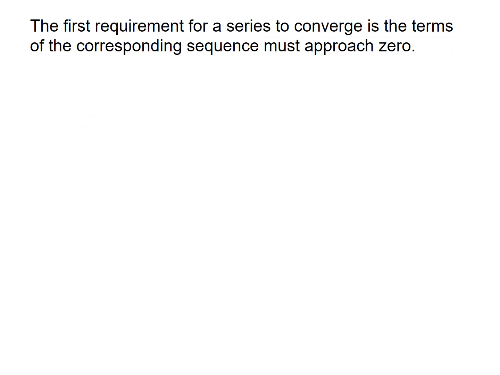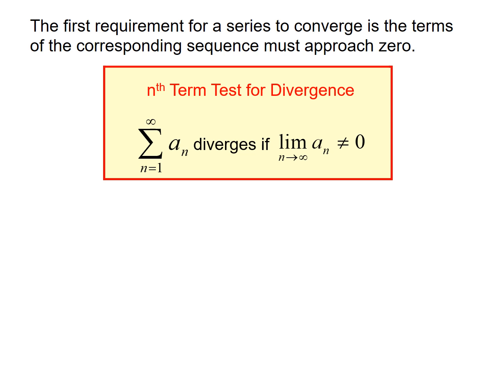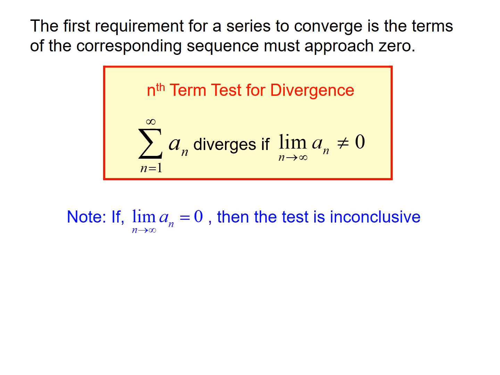Okay, so if we're going to determine if a series converges or diverges, the first thing we need to have is the terms approaching 0, which leads us to the nth term test for divergence, which says that our series diverges if the limit does not equal 0. So if we take the limit of the terms of a series, if they don't approach 0, we know that that series diverges. Which means if the limit does equal 0, the series could converge, but it may also diverge, so the test is inconclusive.